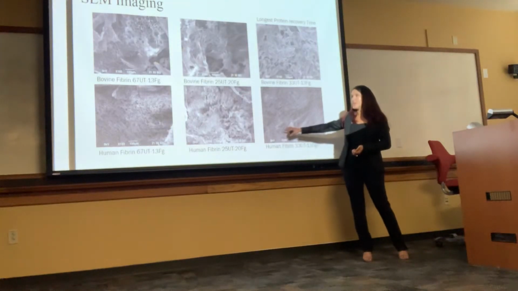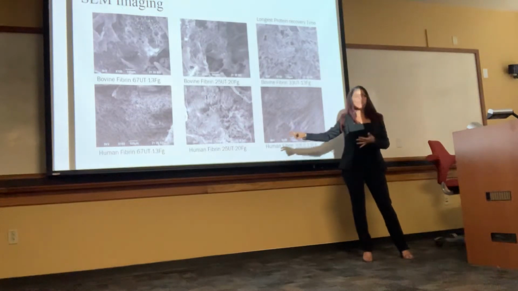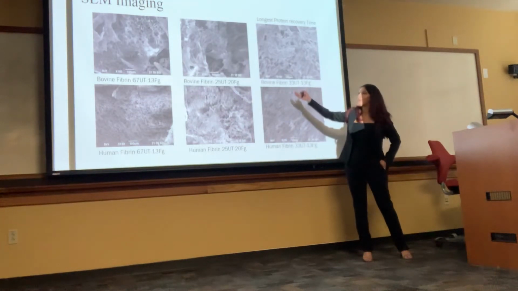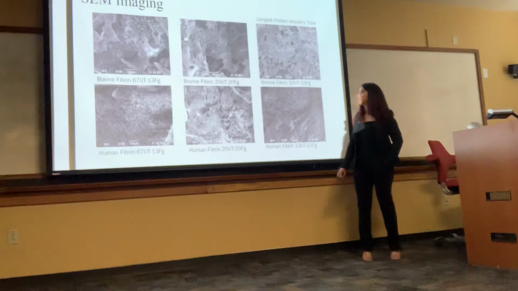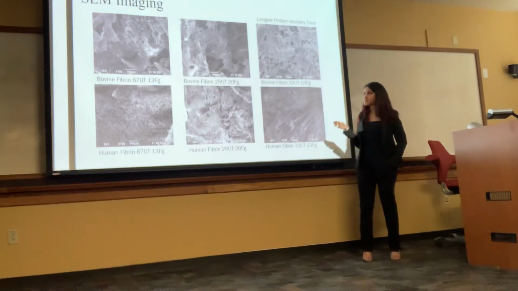So here are just some SEM images that we took. Human fibrin is way more dense and less porous than bovine fibrin, which might be an indicator of why the protein diffuses differently across these different gel types.